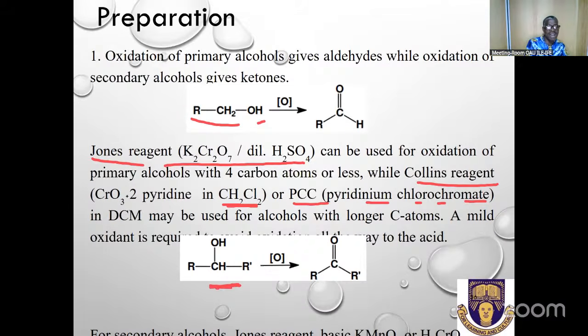Now look at this one. This is a secondary alcohol because the OH is attached to a carbon that carries only 1 hydrogen aside from the alkyl group. So if you oxidize this, it will give you a ketone. So this is a ketone.